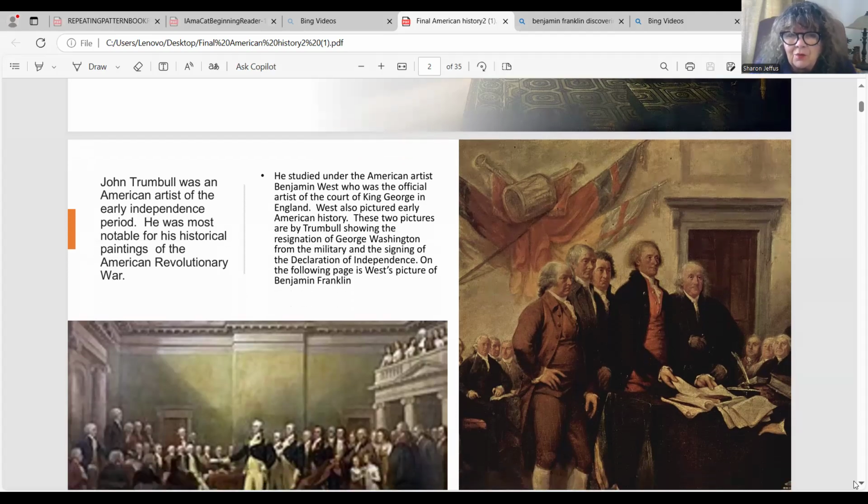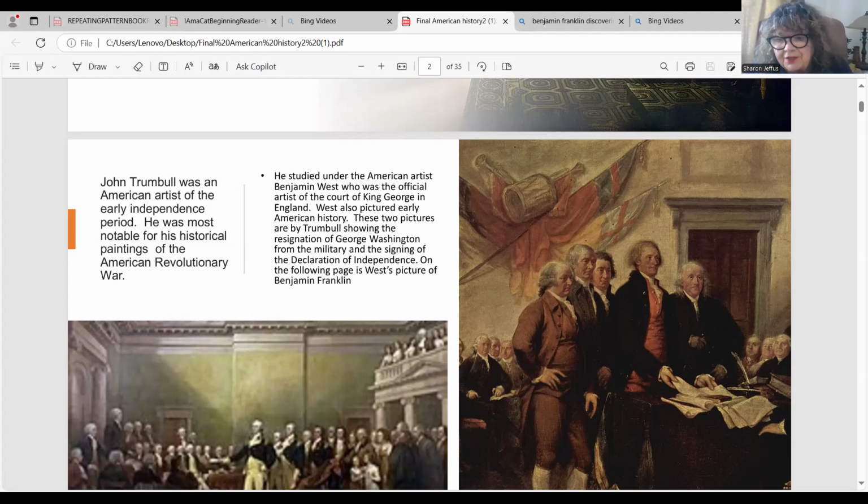Now, at that time you would have an artist that you would study with. Like, I love to have students that want to come under my teaching, and that I can help them to be a better artist. Well, John Trumbull came under the teaching of Benjamin West. Benjamin West was the official artist of the court of King George in England, because wealthy people, kings and queens, hired a portrait artist to do pictures.